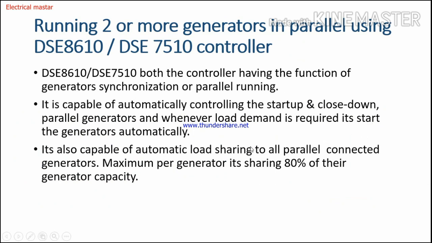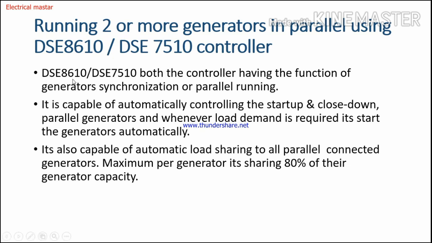Now we will see our main topic, how we can run the generators using the DeepSea controller. We know the DeepSea controller comes with all modern generators to control the generator start and stop operation. And of the DeepSea controller modules, only 2 give support for parallel generator operation or synchronization. One is the 8610 module or the 7510 module. If your generator has either one of these modules, you can easily run the generators in parallel.